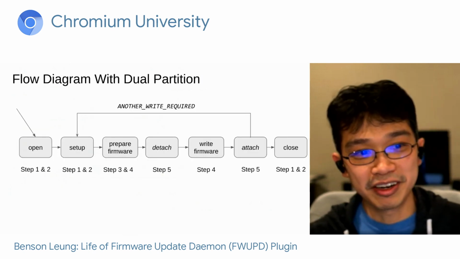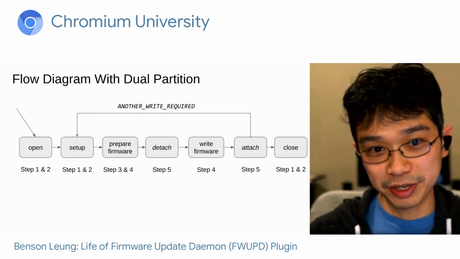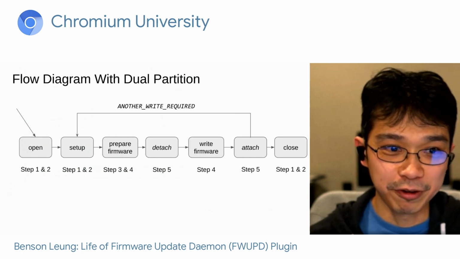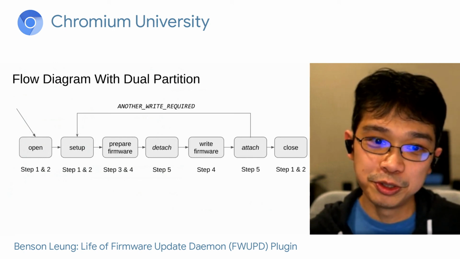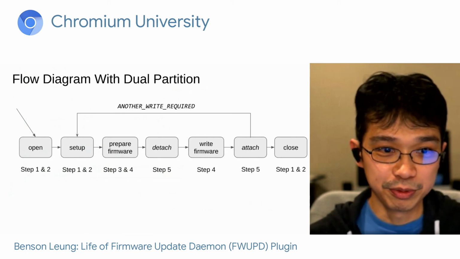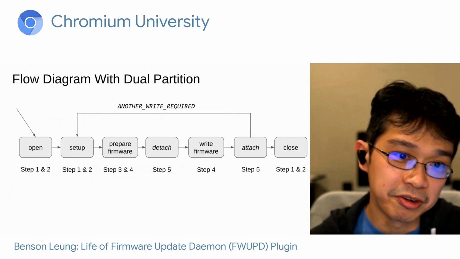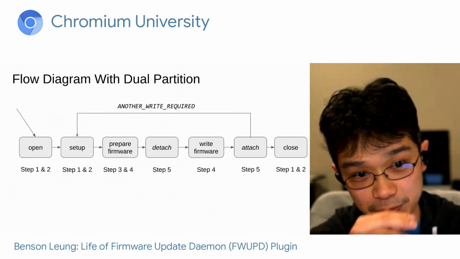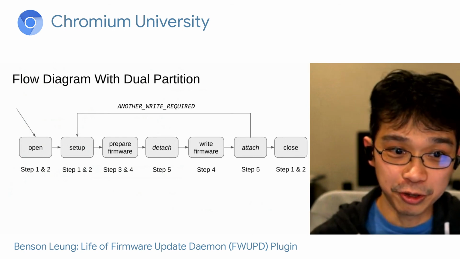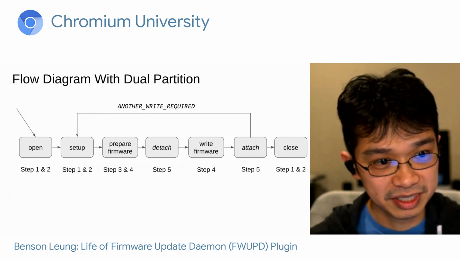So this flow diagram puts together all the entry points I've talked to you about up to this point: open, setup, prepare firmware, write firmware, and close, and then inserting the two new optional ones, detach and attach, that bookend write firmware in order to reboot the device into bootloader and then come back. Finally, we add another arrow using the functionality in Fwupd called another write required that allows us to loop around and run the whole thing again, updating the other partition in our device.